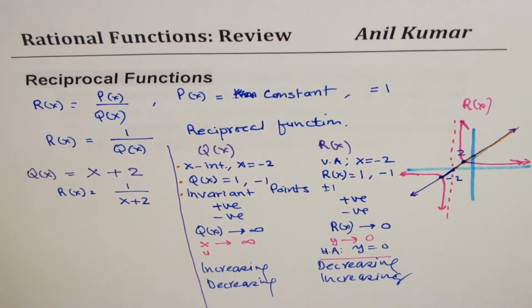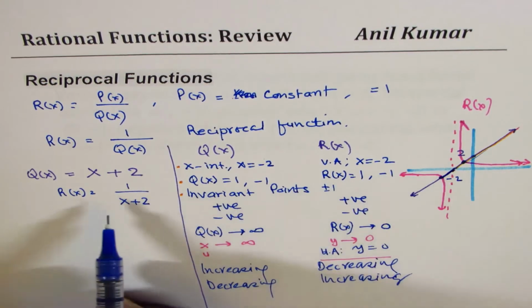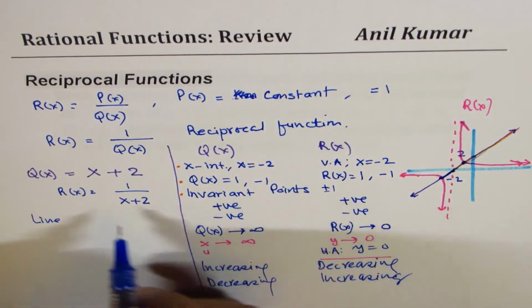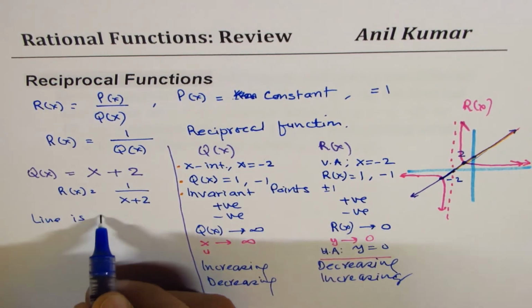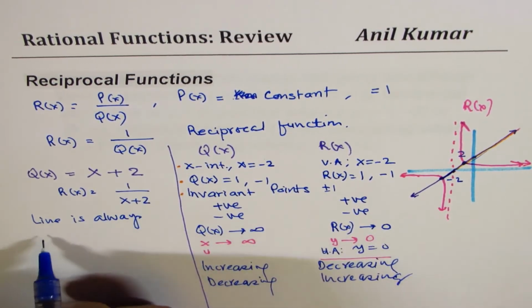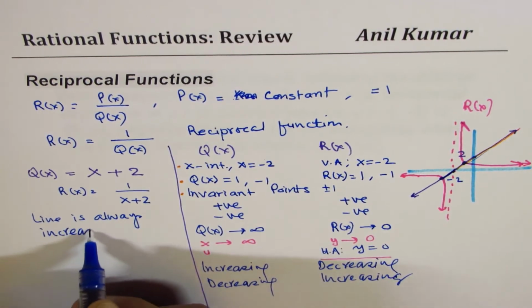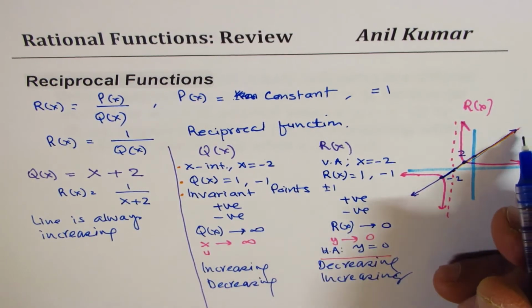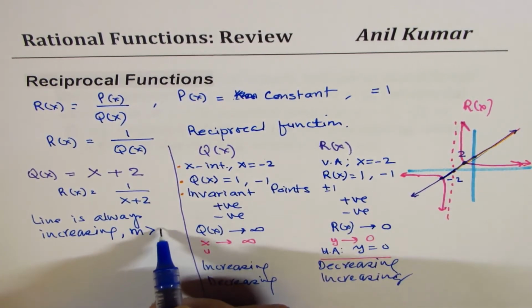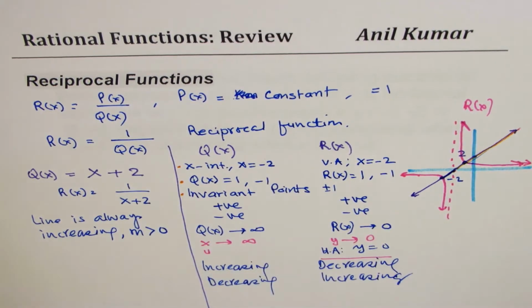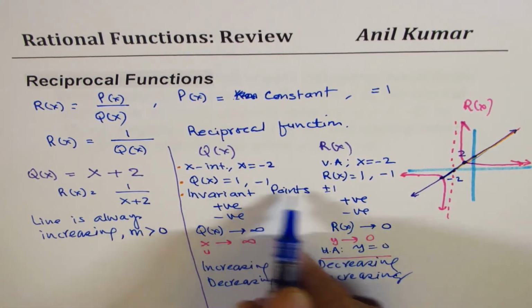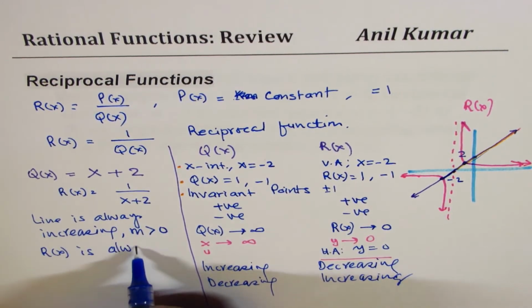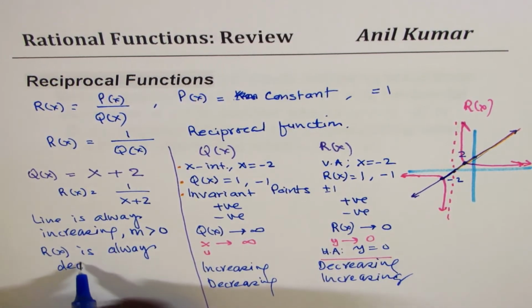Overall, as far as this line is concerned, we know since the slope is positive, it is always increasing. Do you see that? Always increasing, going from minus infinity to plus infinity, since slope m is greater than 0. It's positive. And therefore, what you see here is that our rational function r of x is always decreasing.